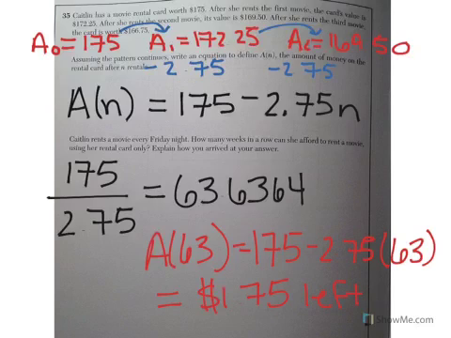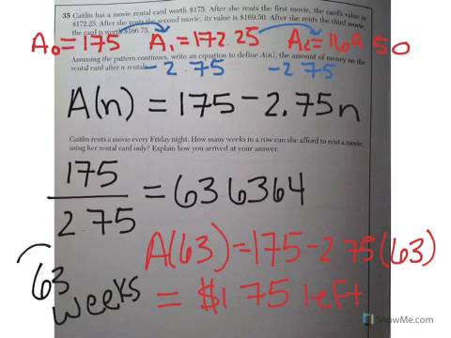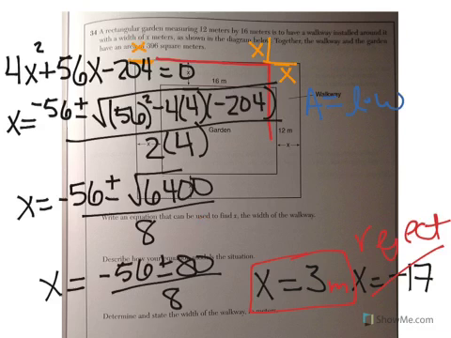So your answer is 63 weeks. That's how many weeks in a row that she can afford to rent these movies. Okay? All right, and I believe that's the last one. Yep. Okay.